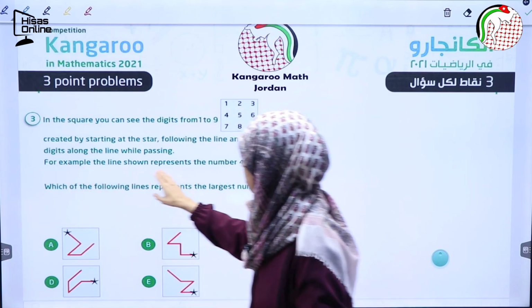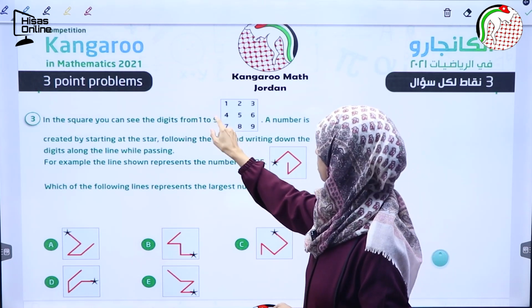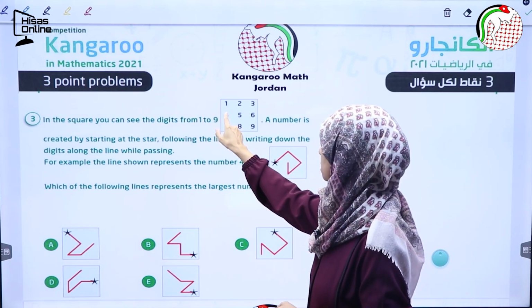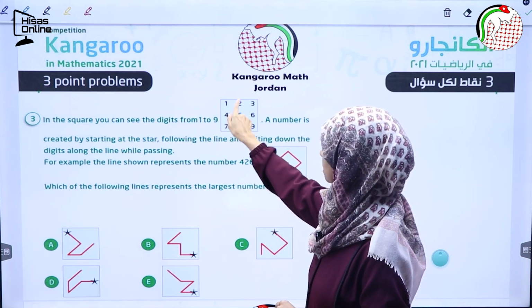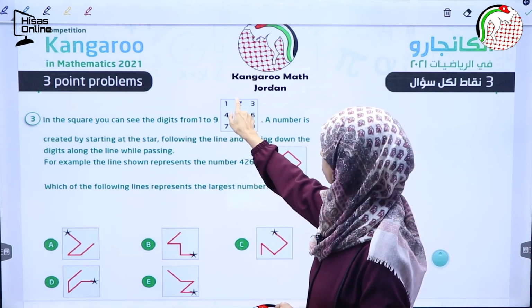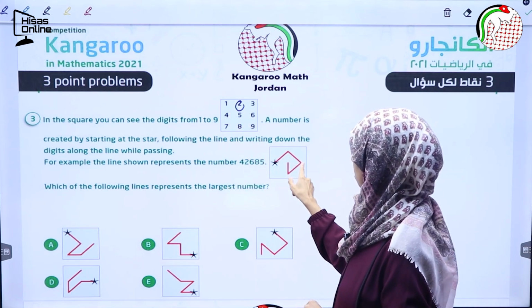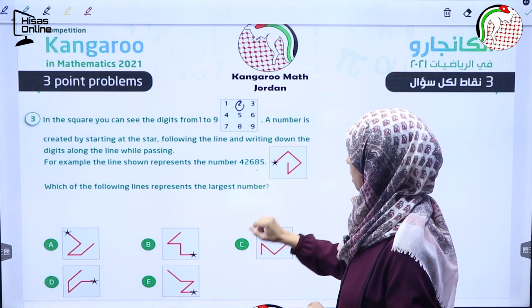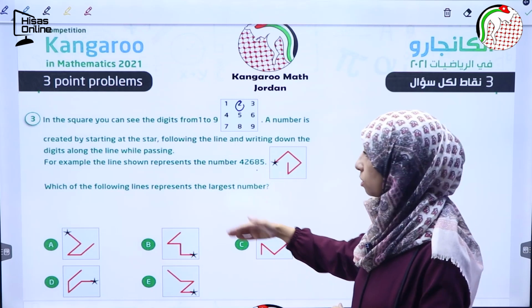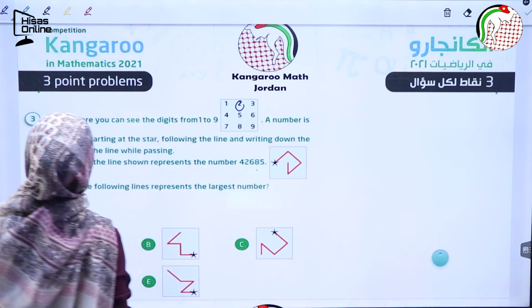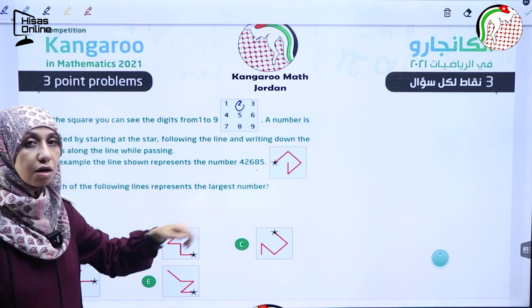Now, let's see this example. This example started here. So the number starts at the star here. That means the first digit is 4. Then it moves diagonally like this. So it moves to number 2. Then 6. Then here down 8. Then up to 5. Similar to that example, we have to see the question. Which of the following lines represents the largest number?